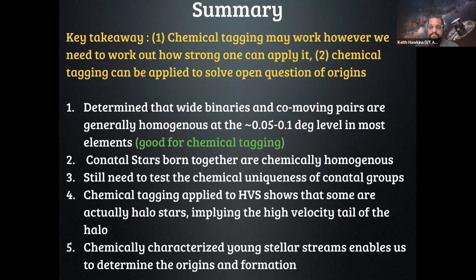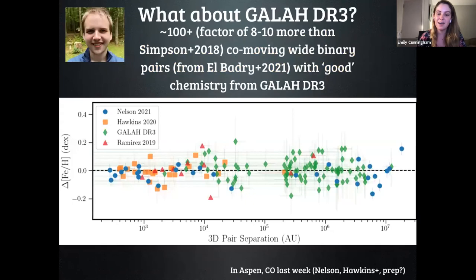Thank you so much, Keith. So we have time for a couple of questions. We have a question here in the chat from Bayandi Da Silva, asking, comparing the wide binary samples in the plot with GALAH stars and your samples, where you have different spectral resolutions, how accurate do you need the abundances to be to have a final say on chemical tagging?